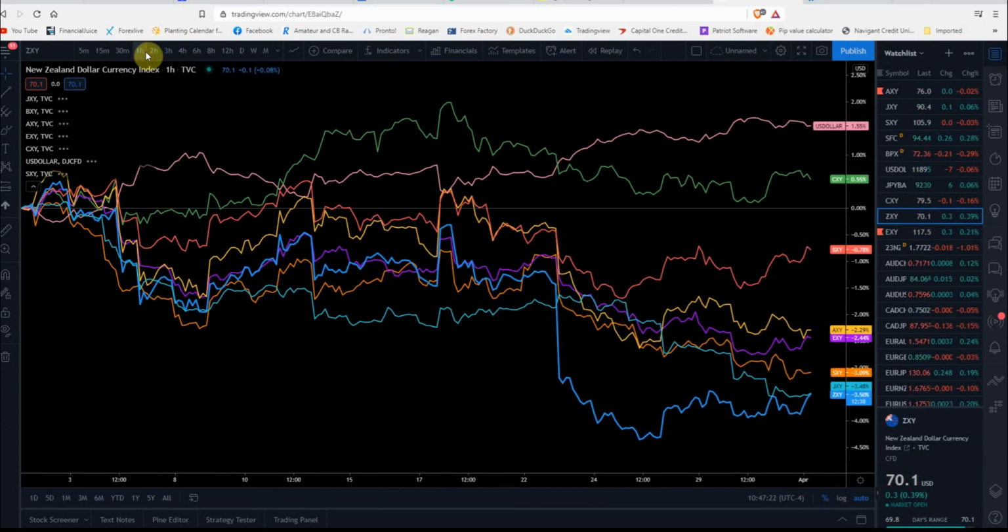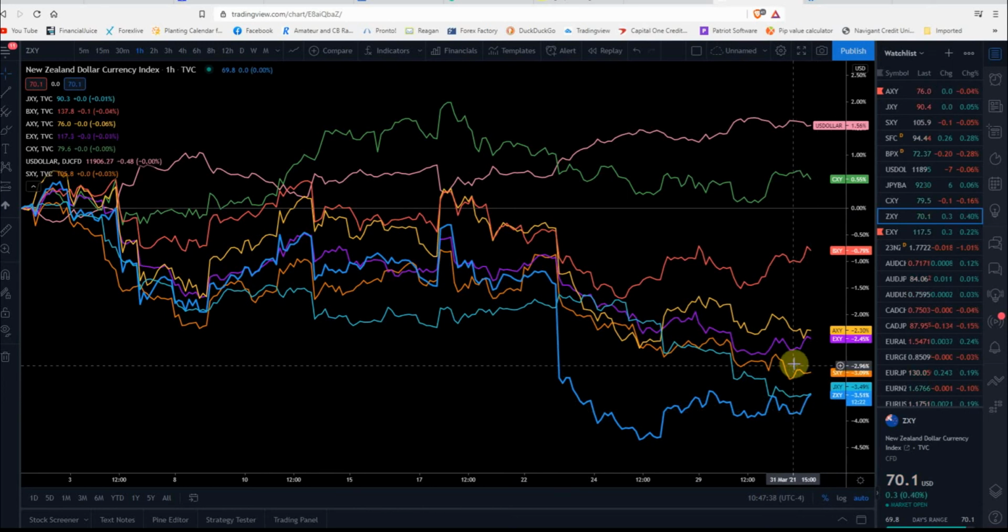Now, a couple of things to remember. What you're looking at right now, and we're back on the 1 hour chart, and you can see a lot of these currencies right now are just kind of moving sideways. There's no real big action. These are all kind of just moving parallel to each other. There might be a little bit of overlap, but there's really not a lot going on.